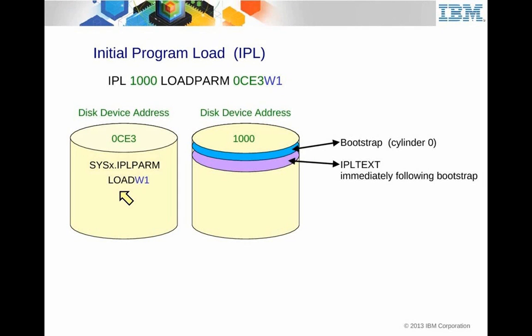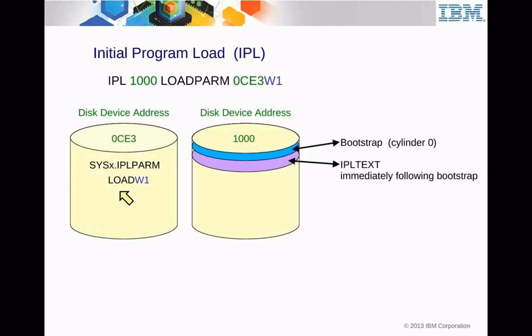SYS0.IPLPARM. If it can't find it, it looks for SYS1.IPLPARM. If it can't find SYS1.IPLPARM, it looks for SYS2.IPLPARM, all the way up to SYS9.IPLPARM. So it looks for SYS0, SYS1, all the way up through SYS9.IPLPARM. But it's hard-coded: it's looking for IPLPARM as the low-level qualifier. That ends up being a partitioned data set.